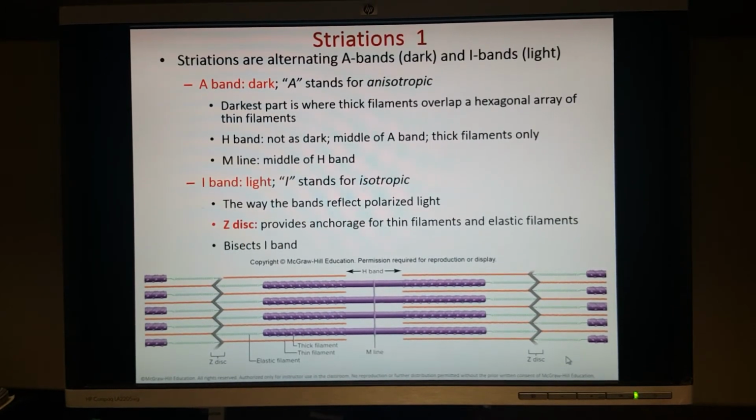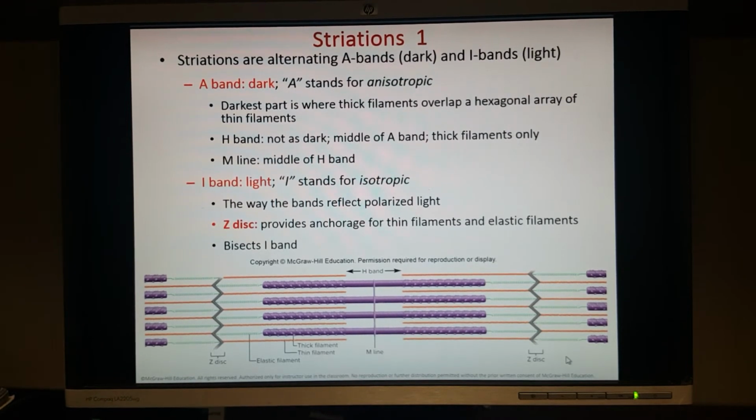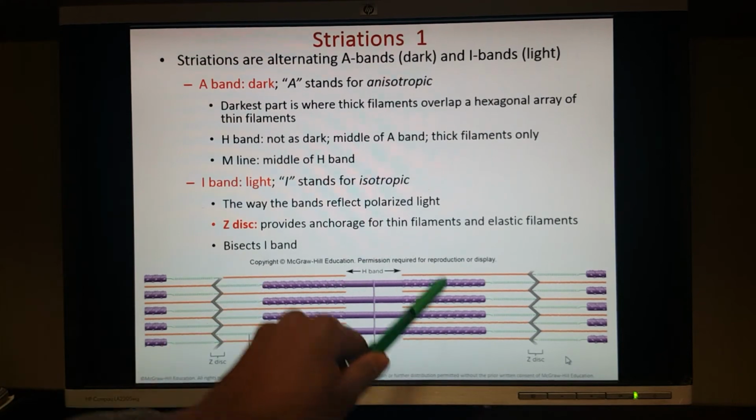Quickly going over the striations again, it's due to the overlapping of your thick and thin filaments, leaving the stripes made by the A band, which is your dark band, due to the overlap of your thick and thin filaments, and your I band where you only have your thin filaments. Also, your Z disc is located in that area. So I band and A band.